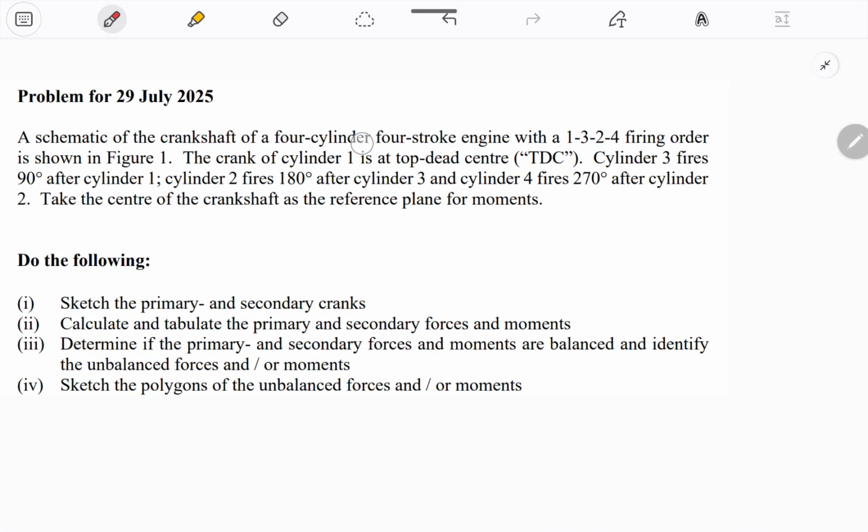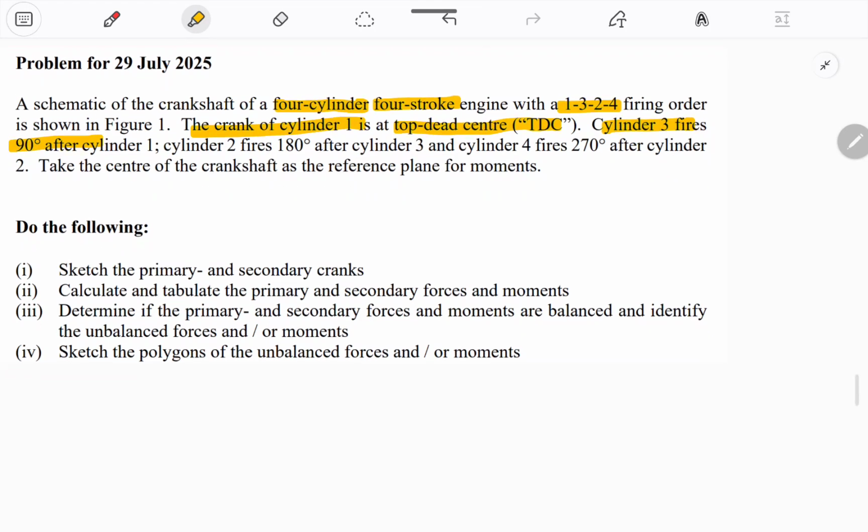Schematic of a four-cylinder engine, 4-stroke, 1-3-2-4 firing. On figure 1, I don't know why I didn't put a figure here. Okay, and then we're told that cylinder 1 fires first, is at TDC, top, and then cylinder 3 fires 90 after, and cylinder 2 fires 180 after. Okay, let me just draw so that it's easy for me.